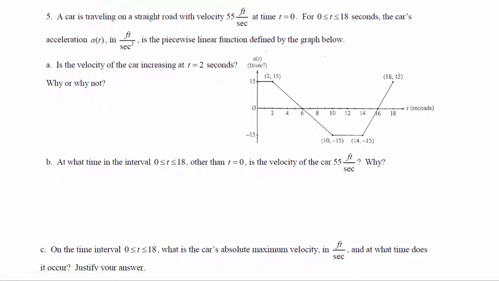So here's number 5 from the Chapter 5 AP packet. And it says, a car is traveling on a straight road with a velocity of 55 feet per second at t equals 0. From 0 to 18, the car's acceleration, a of t, is in feet per second squared. And it's a piecewise linear function defined by the graph below.